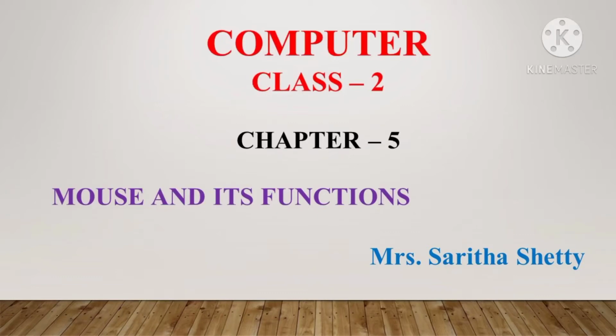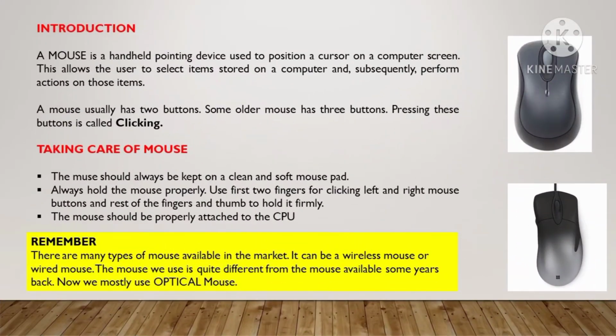Today we'll start second term portion of computer with chapter number 5, mouse and its functions. Introduction. A mouse is a handheld pointing device used to position a cursor on a computer screen. This allows a user to select items stored on a computer and subsequently perform actions on those items.